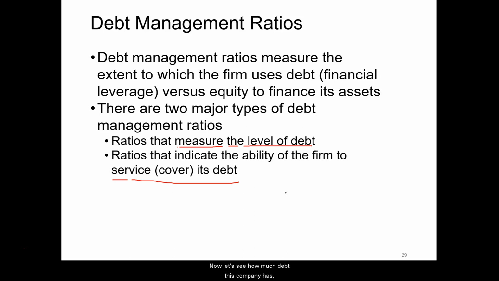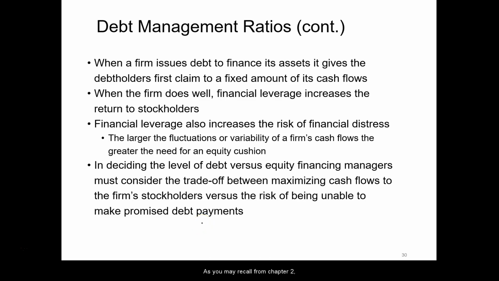Now let's see how much debt this company has, the level of debt. As you may recall from chapter 2, when the company issued debt, it gives debt holders the first claim and it promised to pay principal and interest back to the debt holders. So if the company does pretty well, then leverage can increase the return to stockholders. We demonstrated this back in Chapter 2. However, financial leverage can also increase the risk. So if the company is not doing so well, having debt, or say having too much debt, actually can make things worse.